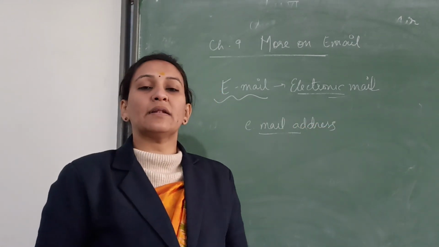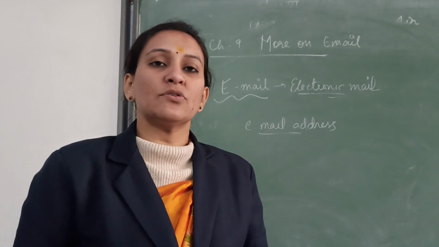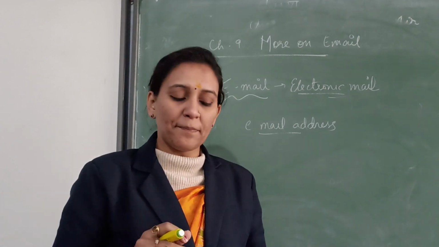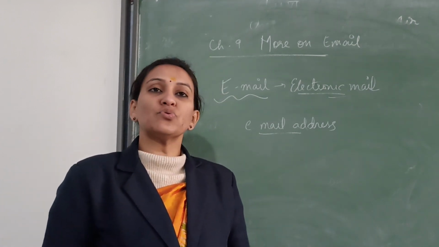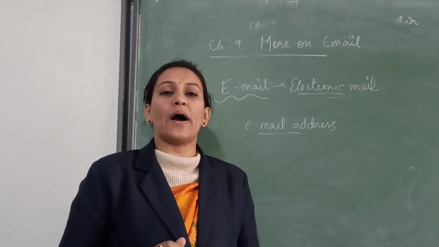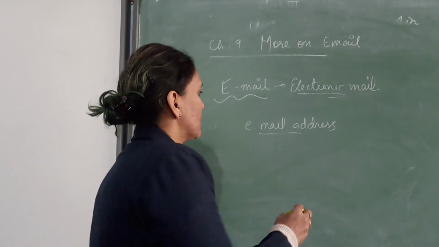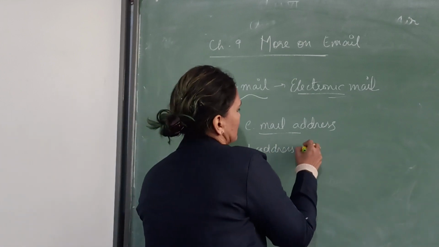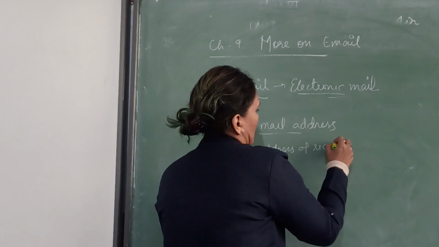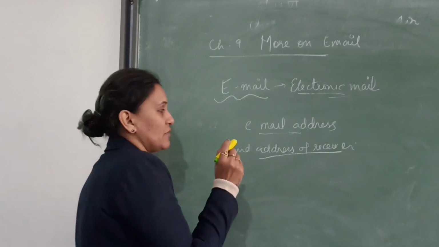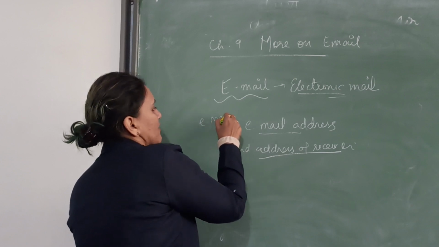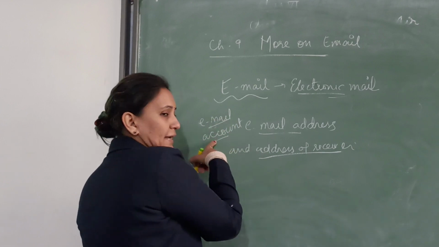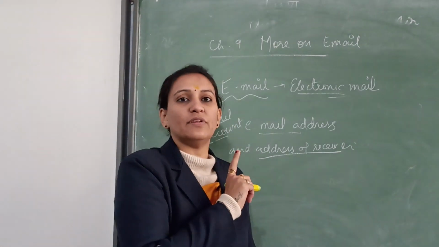So you might be wondering how we can create an email ID with the help of which we can send mail from one person to another. To send and receive an email, we require an email account and the address of the receiver, right? That is very, very important. There should be an address of the receiver and you should yourself have an email account. That means there should be your email ID and the email ID of the receiver.